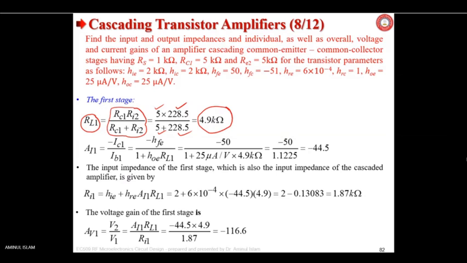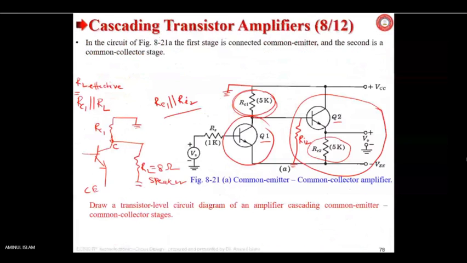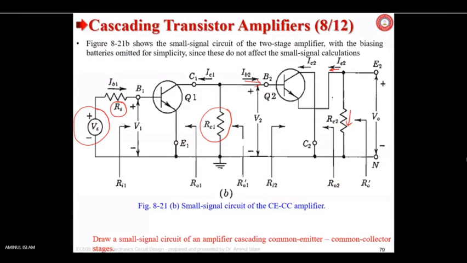Now AI1, the current gain of Q1, is what? IC1 divided by IB1. The current through the load, that is the collector current, and the input current, that is the base current. Okay, is it understood? Let me go back to the circuit. See IC.